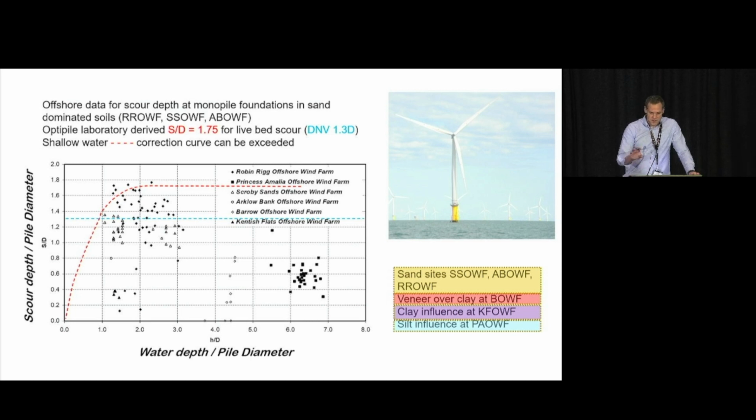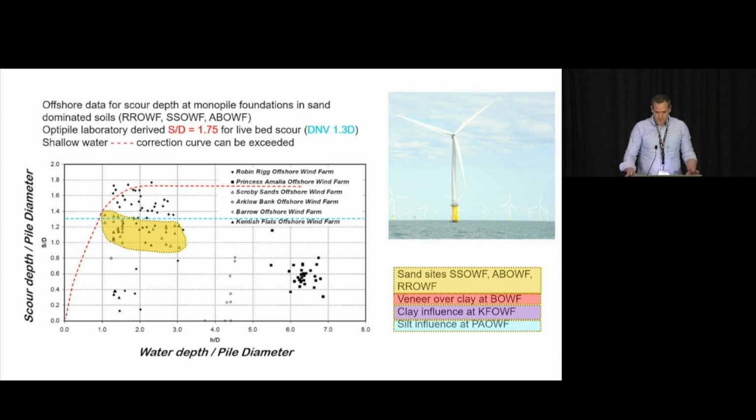But what's interesting here is to look at the different data, because obviously having a very good prediction of scour depth around a pile is important for design. And it's great to look at all this data that's been compiled and try and understand whether that is in agreement with these predictions. So we start off with the sandy sites.